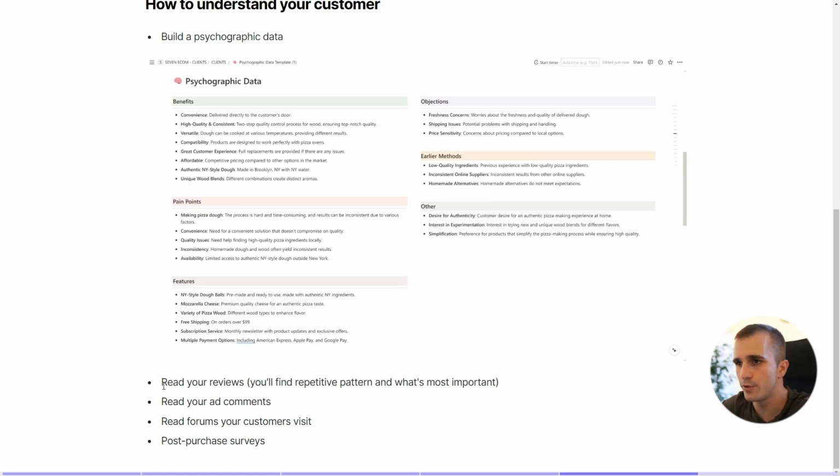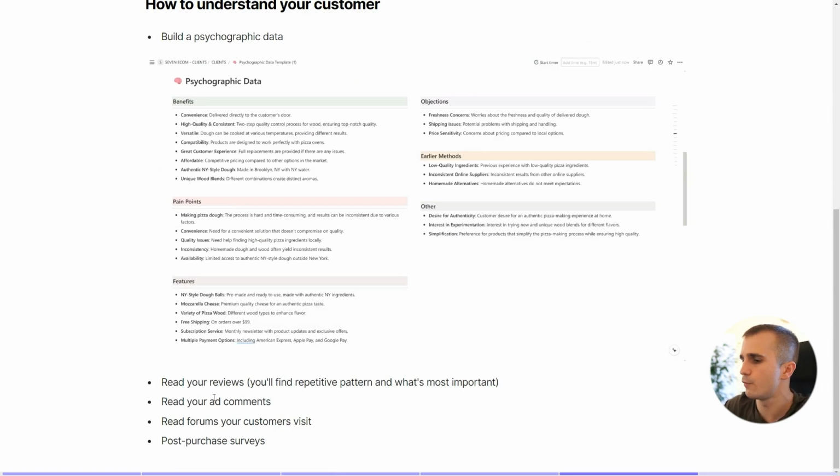You always want to read your reviews. Your reviews are very important because you will see patterns that are repeating. You want to read your ad comments. You want to read forums that your customers visit. Is it Reddit? Is it some Facebook groups and stuff? And you always want to have post-purchase surveys to help you understand what their problem is and what they expect, and all these things that are meaningful for you.